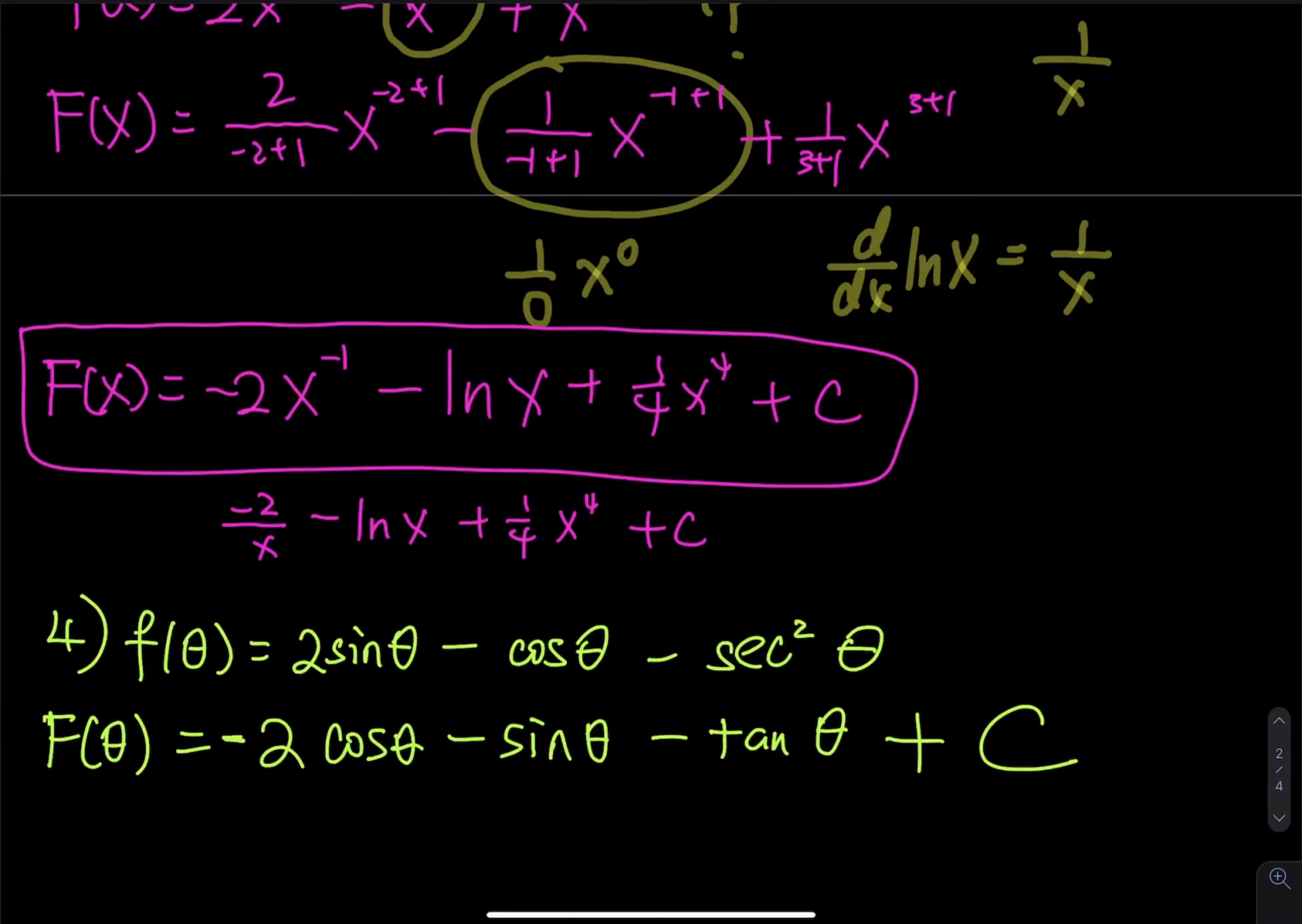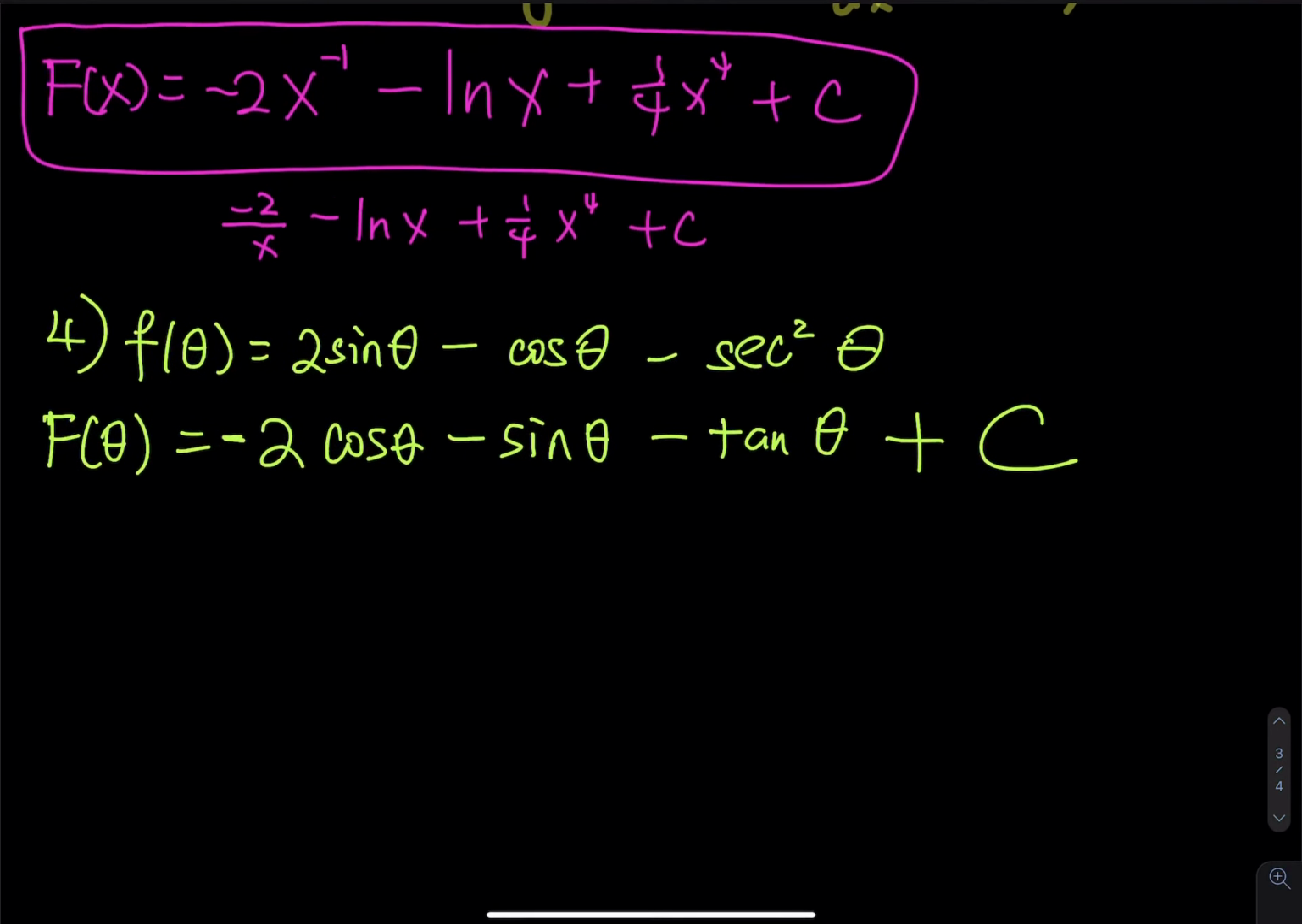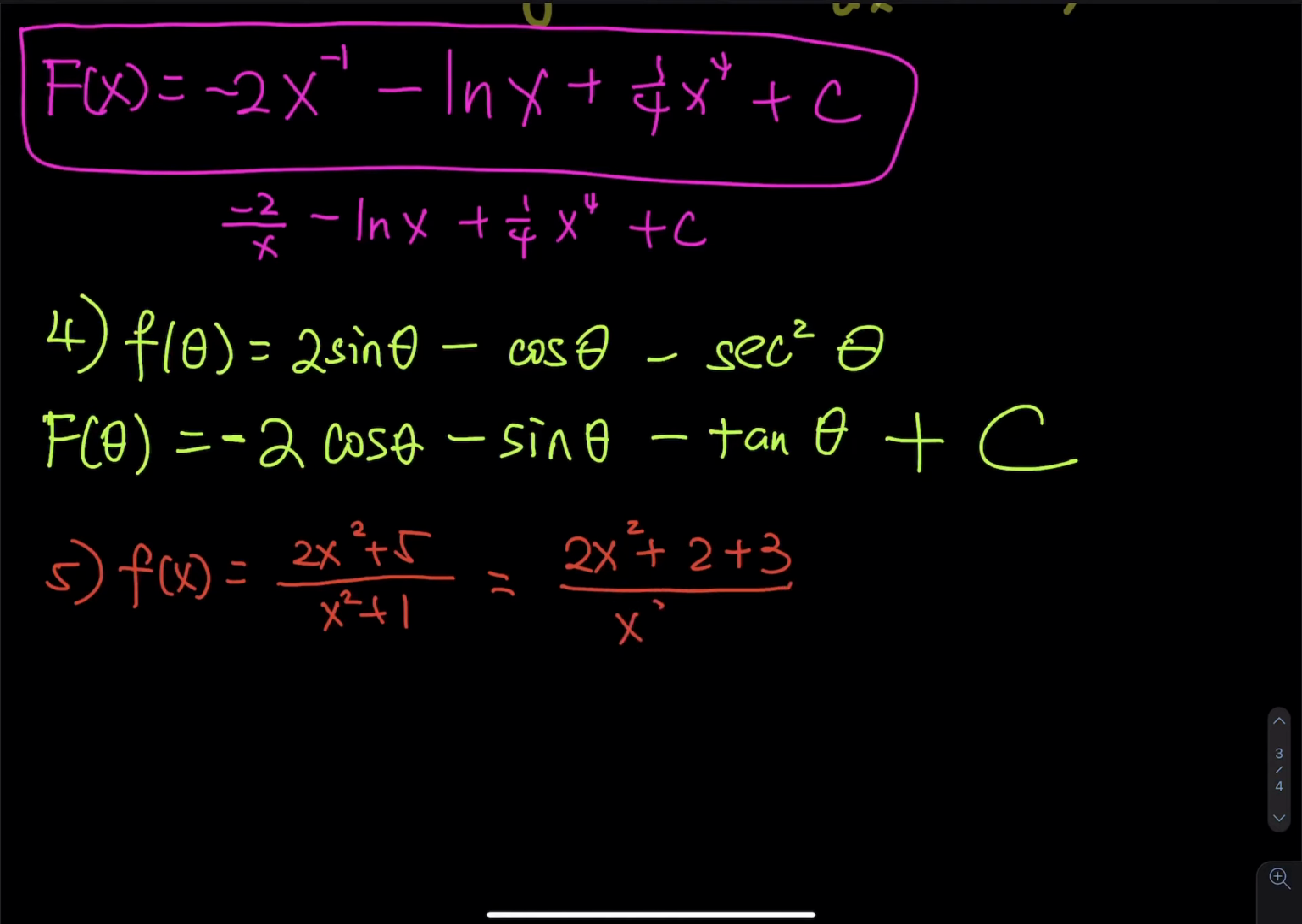Number five, last one. Number five, we have f of x equals to 2x squared plus 5 divided by x squared plus 1. If you go back to the beginning of this video, you will see that I rewrite the 5 as 2x squared plus 2 plus 3, and then divided by x squared plus 1, because if you don't do this, it is impossible to find the antiderivative using the skills that we have so far. Again, antiderivative is called integration.